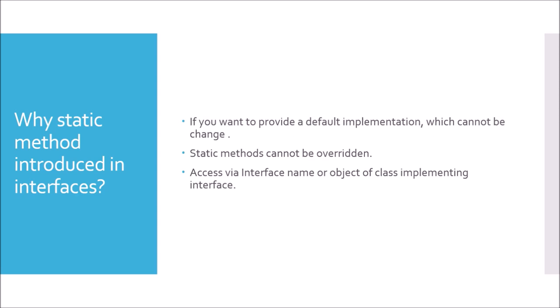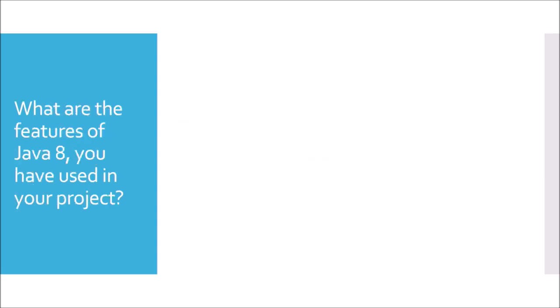Moving to next question. What are the features of Java 8 you have used in your project? For my project, I have used LocalDate, Stream API, lambda expression, forEach method, and the functional interface annotation. Moving to next question.